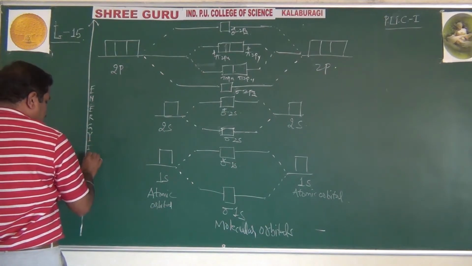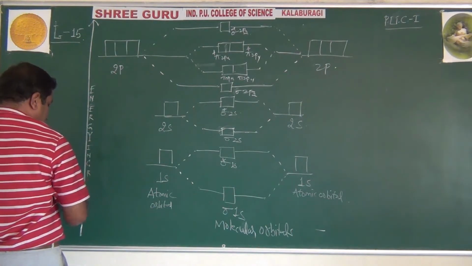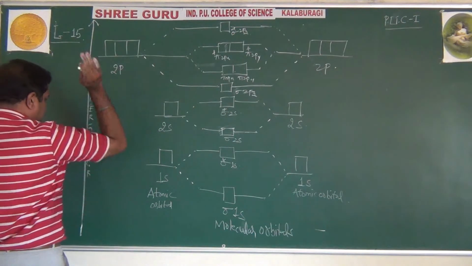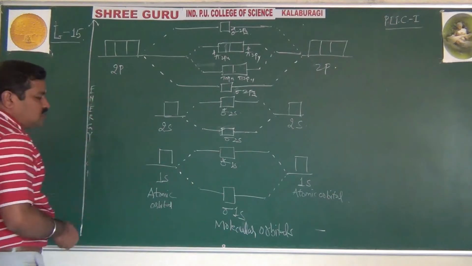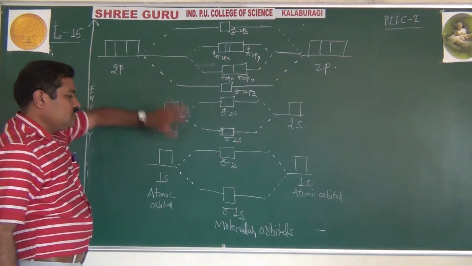Increases. If you go compass side, right? Energy increases from lower to higher. You should not draw first this one. This is wrong. This is only correct.